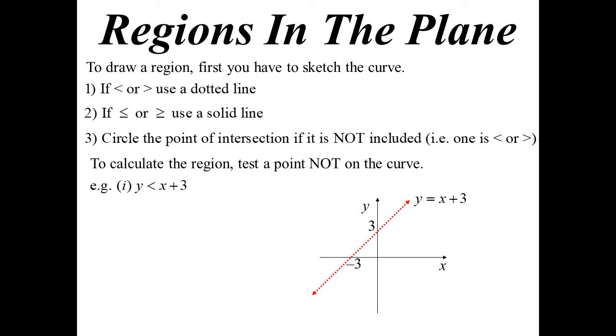So here's a very simple one to start off with. y is less than x plus 3. So we draw in y equals x plus 3, and it would be dotted in this case. And we've now split the number plane into two regions. We want to test a point. The simplest point would be 0, 0 to see if we're satisfied or not. So let's do that. 0 is less than 3. True. So we shade on the right hand side for that one.